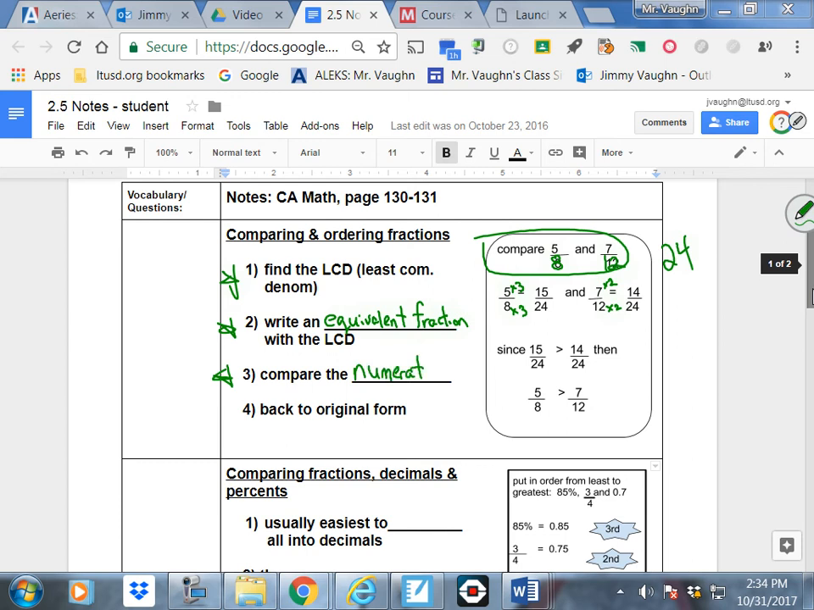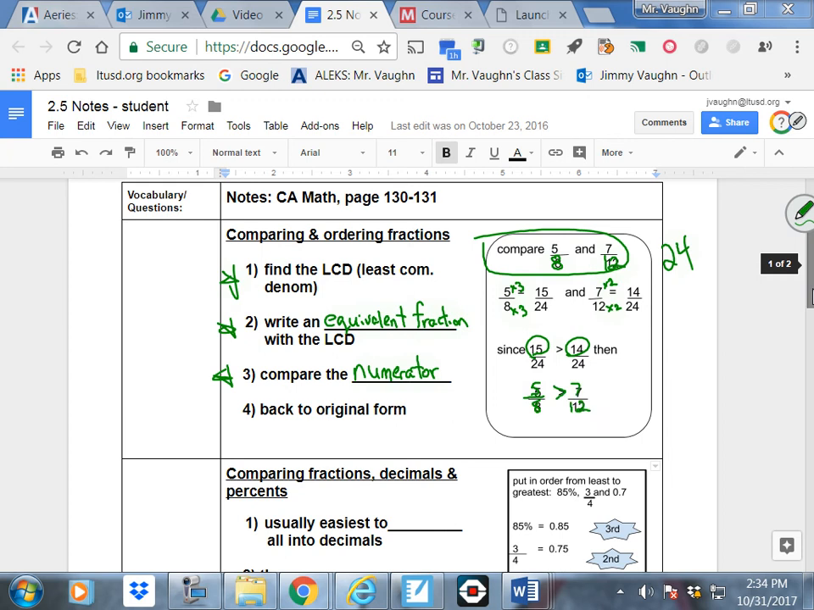Numerators. I do expect you to be spelling these correctly. I mean, it's good practice for you, and it's written right there, so just copy it correctly. So, comparing the numerators, we're looking at a 15 and a 14. 15 is greater than 14, so that means that 5/8 is greater than 7/12.